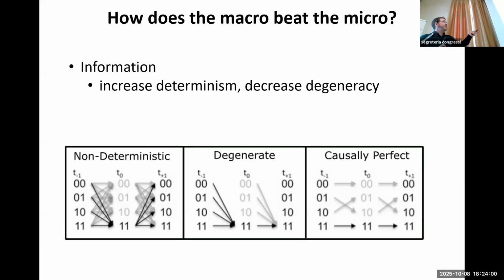Well, it does it by increasing determinism, which is kind of like the ability to specify a particular state in the future, and also reducing degeneracy, where degeneracy is kind of just like backwards determinism. It's where could I have come from, and I make that more specific. So I have kind of more precise information in both cases.